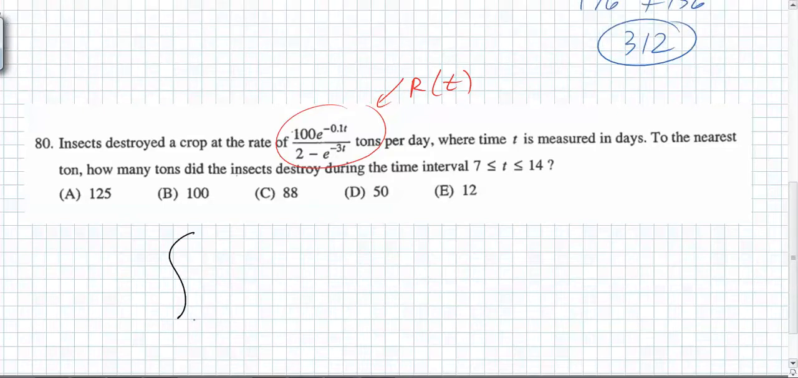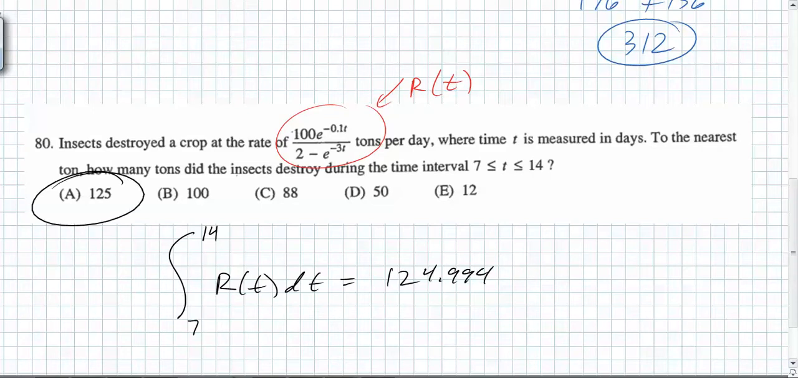You calculate the integral from 7 to 14 of R of t dt. If this was a free response question, you could label that R of t and just write R of t. That's fine. That way you don't have to write it again. And how do you do this? You better use your calculator on this. How many of you used your calculator on this one? Everybody else, take your calculator out and do this right now. Yeah, very good. 124.994. So you round to the nearest ton, and it's A.